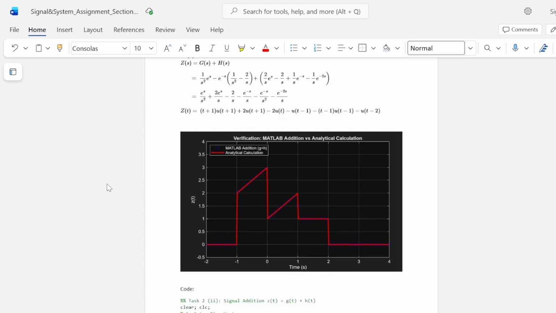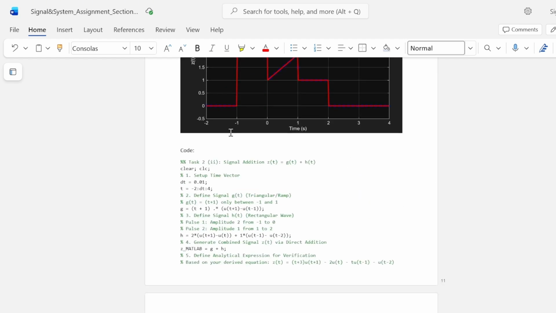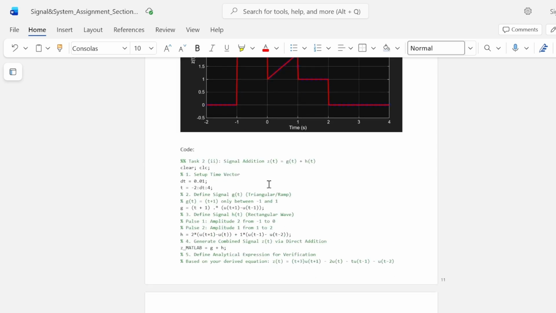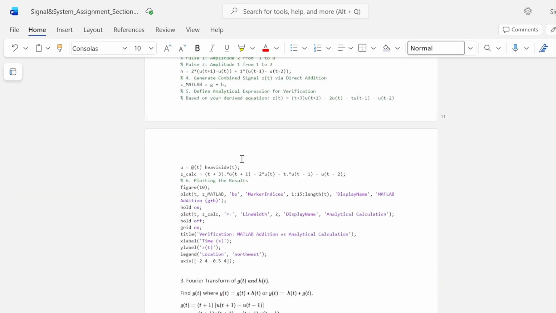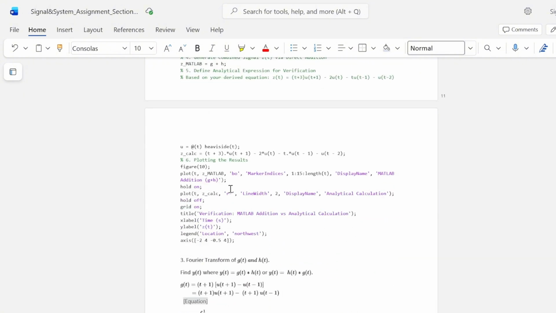And this is the verification using MATLAB. As you can see, the red line is our calculation, and the circle dots are the verification using MATLAB. They completely overlap, which means our calculation is correct. And here is the code for us to generate this graph. As you can see, we perform the addition here, and then the plotting.